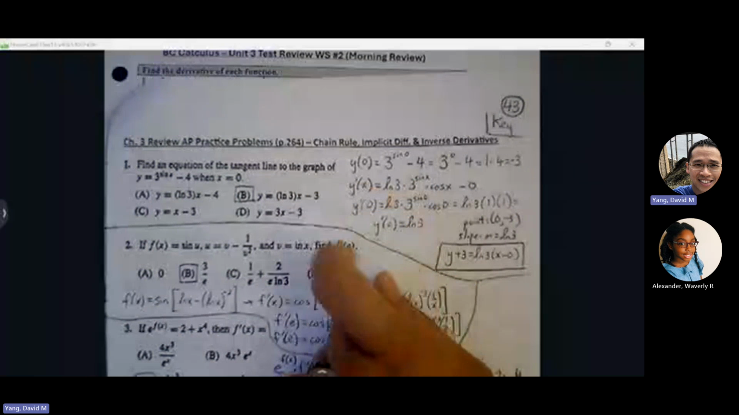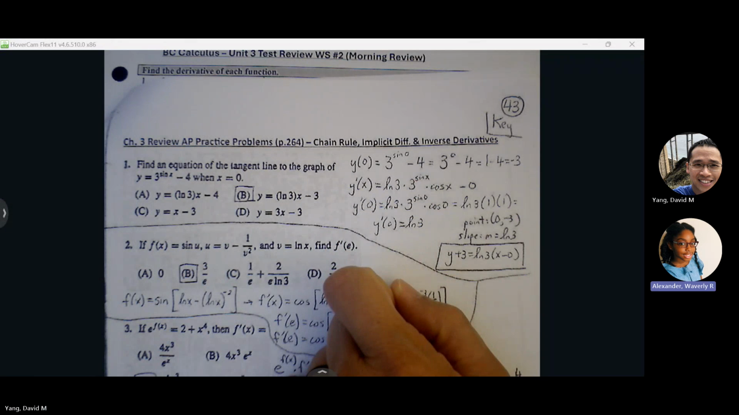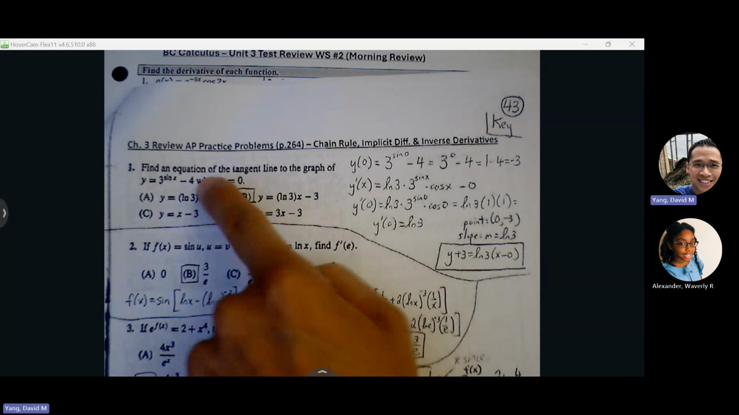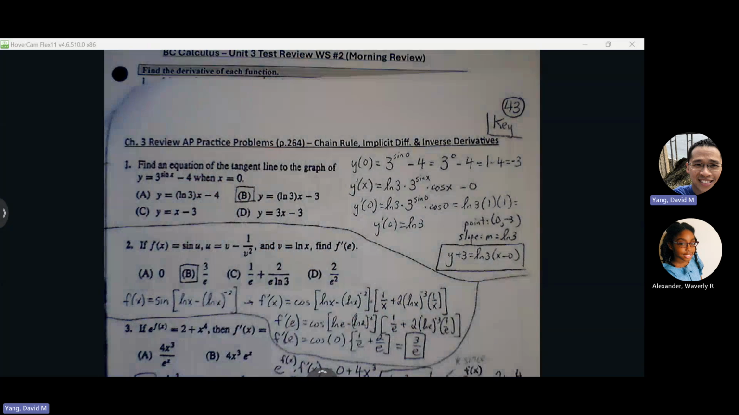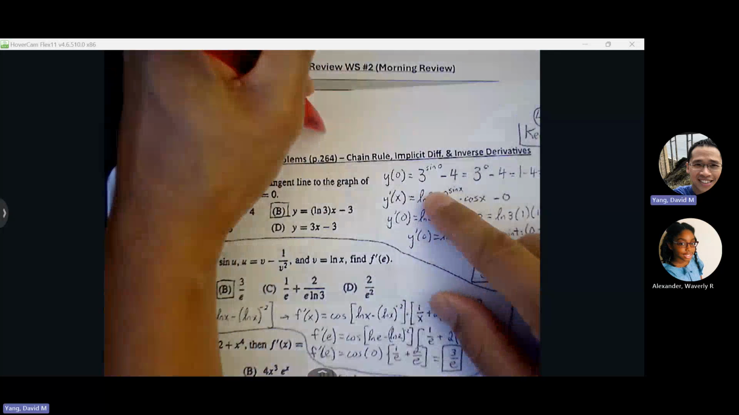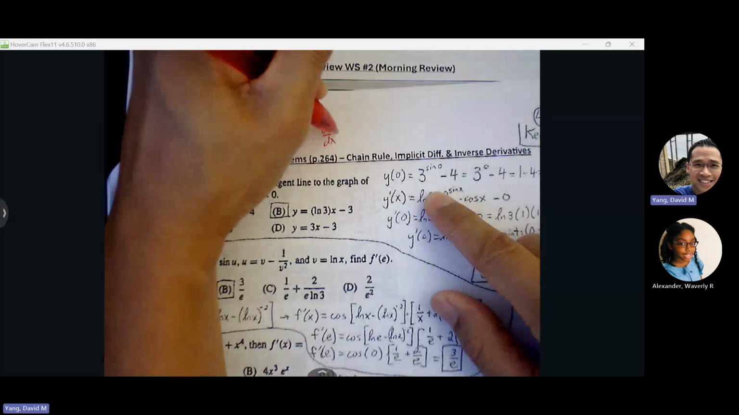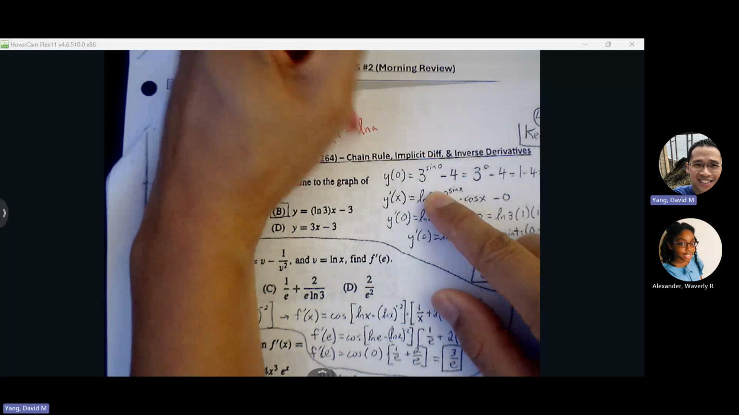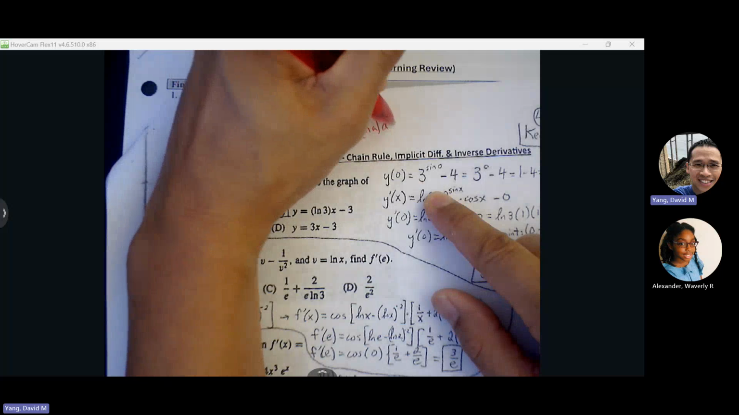This one here. Yes. Okay, find the equation of the tangent line to the graph 3 to the sine of x. So the rule for 3 to the sine of x, this is going to follow the a to the u rule, which is natural log of a times a to the u times u prime.